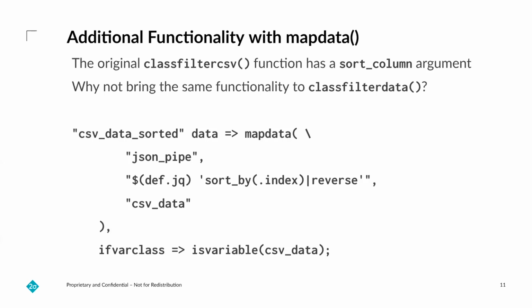And so we use this map data. Oh, I didn't even change my if var class to an if, so y'all see how old my code is. What we do with the ability to use map data with JSON, use map data with a JSON pipe, is we sort the data by index. We put it in reverse order, and so when the policy is going through the data that was filtered by class filter data, it sees the most specific thing first. So it tries to implement that.